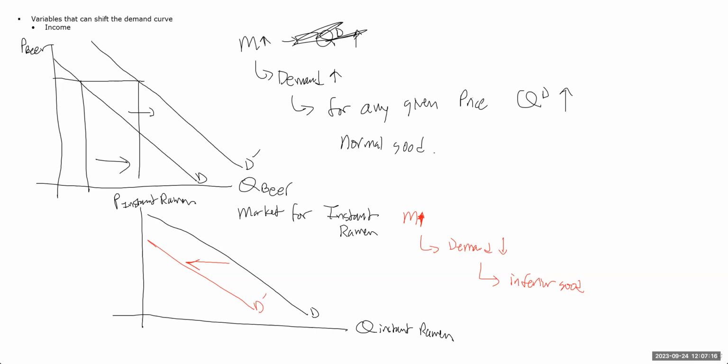Okay. All right, so we did income, and we found out when income increases, it can cause demand to increase, or it can cause demand to decrease. If it causes demand to increase, we have a normal good. If it causes demand to decrease, we have an inferior good. All right, next we're going to talk about prices of related goods. Okay.